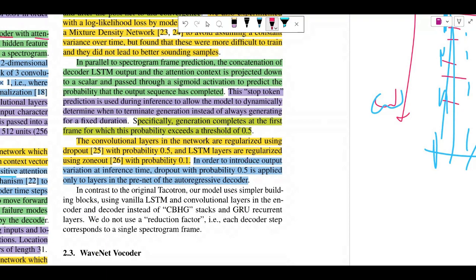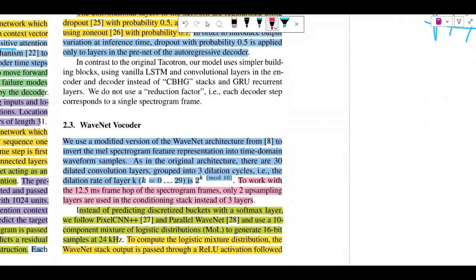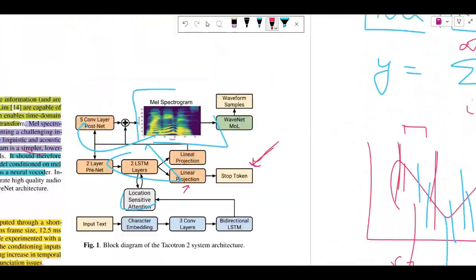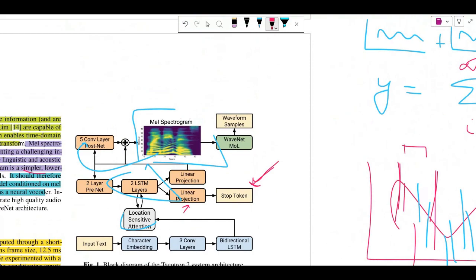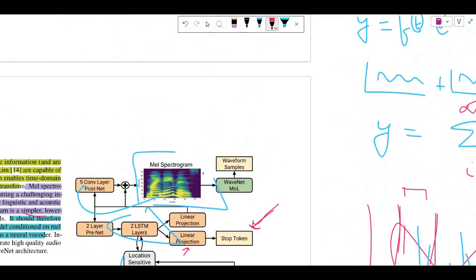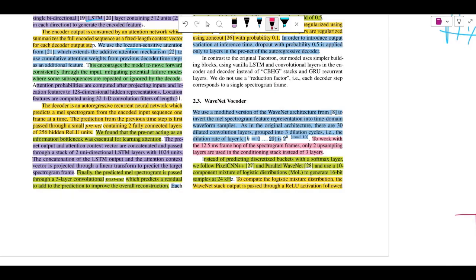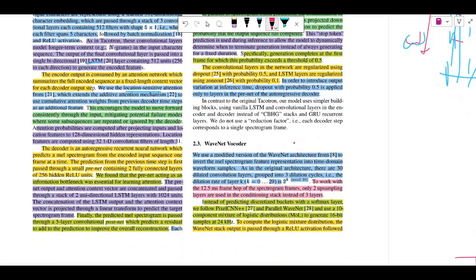Right? And then yeah, they have some regularization on top of it. So this is the spectrogram prediction. Then we have the WaveNet, which takes the spectrogram and produces the waveform. So next we have the WaveNet vocoder.